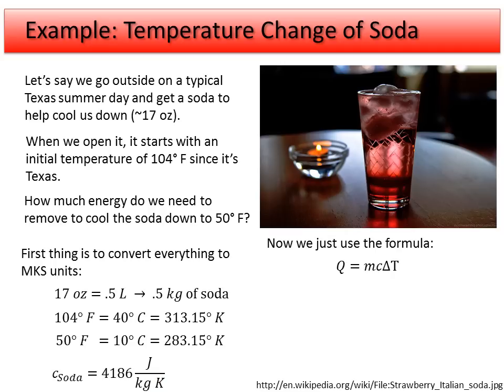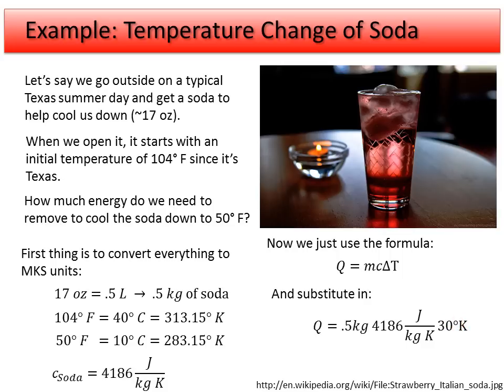So now we just apply our formula, and the formula we're going to use, again, the heat change is equal to the mass times the specific heat times the temperature change. So we substitute everything in. We have 0.5 kilograms, a specific heat of 4,186 joules per kilogram Kelvin, and we have a temperature change of 30 degrees Kelvin.